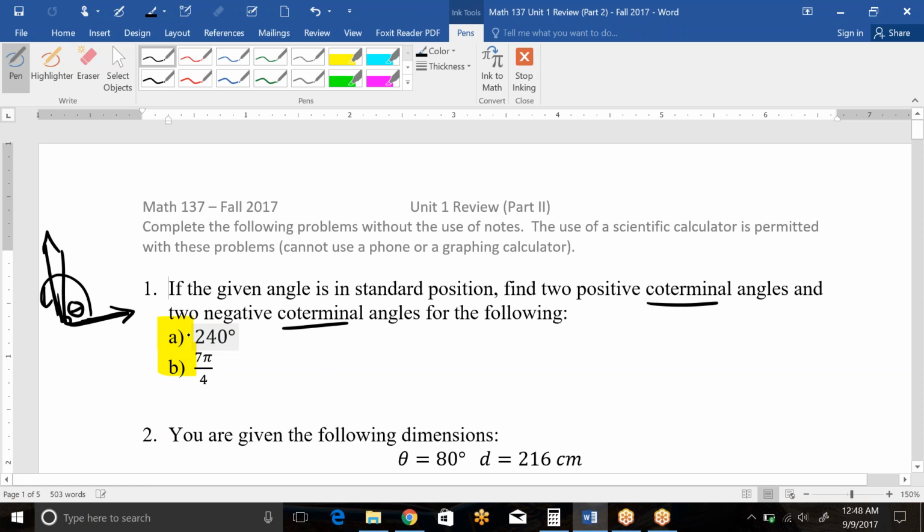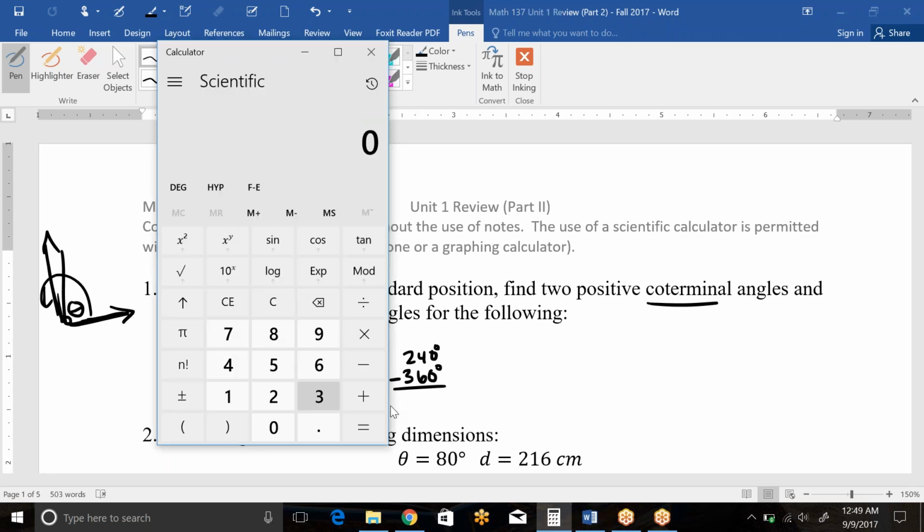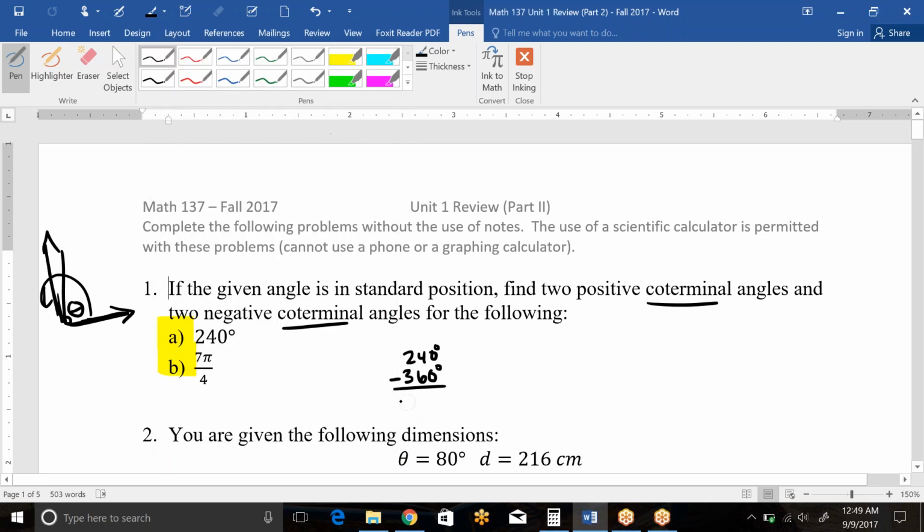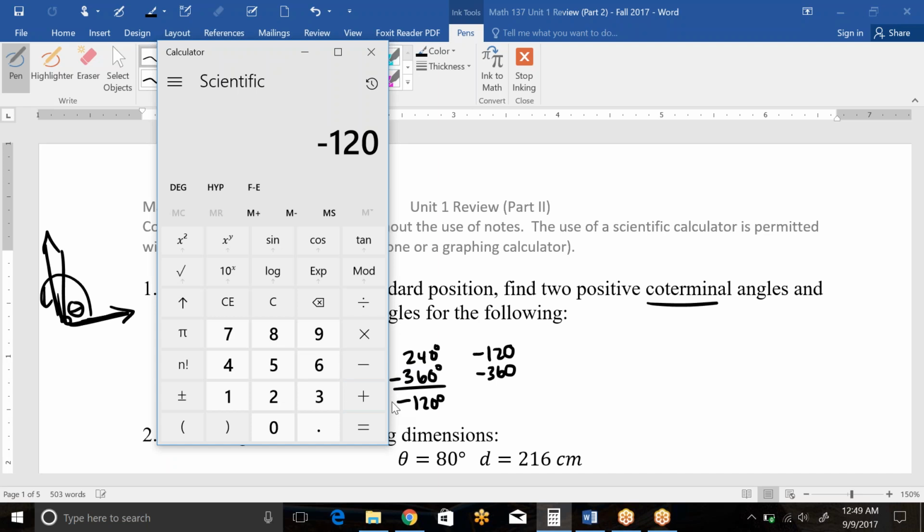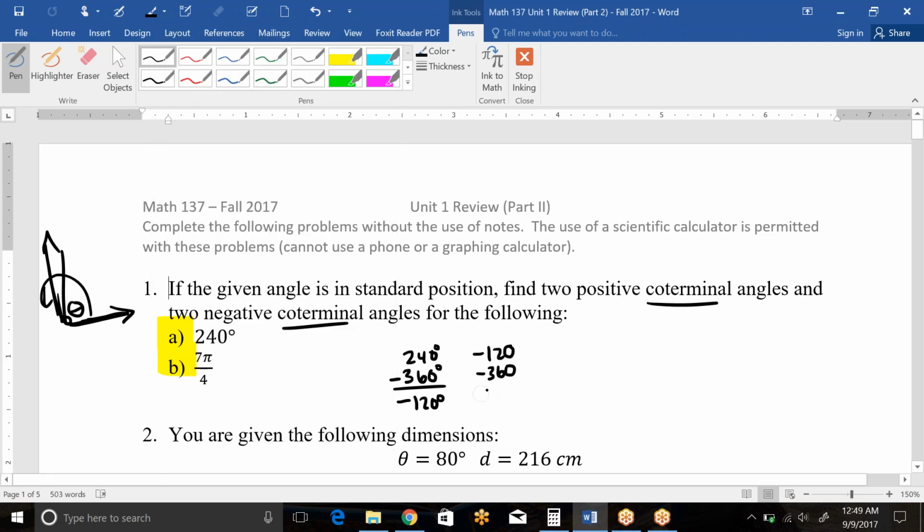So the first thing you need to do is make sure your angle is actually between 0 and 360 or between 0 and 2 pi. If not, you're going to have to adjust that first or you won't be able to find the correct answers. So both of these are. So 240 degrees, we would subtract 360 and get our first negative one. It's very late, so I'm going to use my calculator. So that's negative 120 degrees. And we would take that and subtract 360 again, and we would get negative 480 degrees. So those are my two negative coterminal angles for part A.